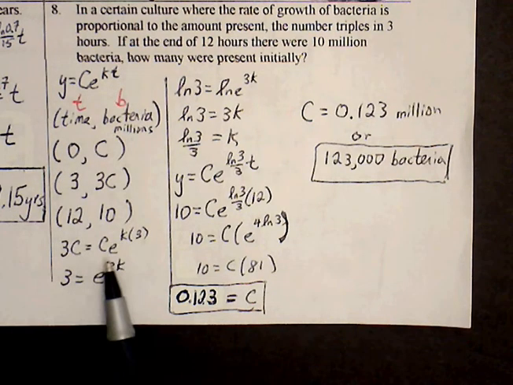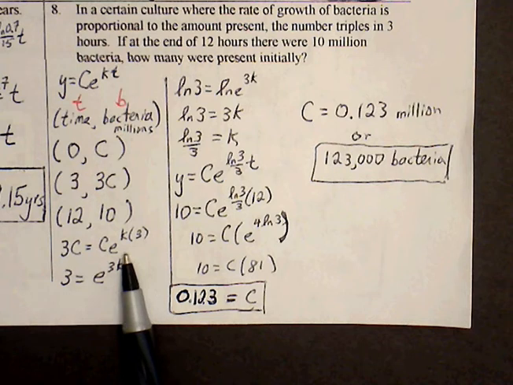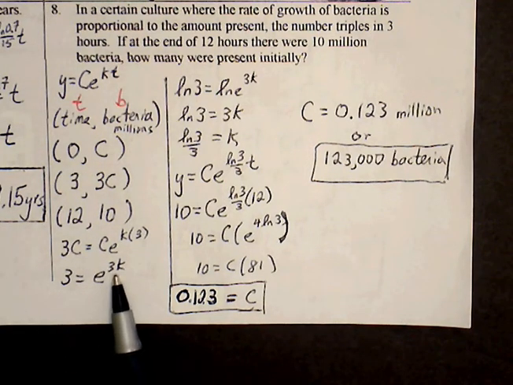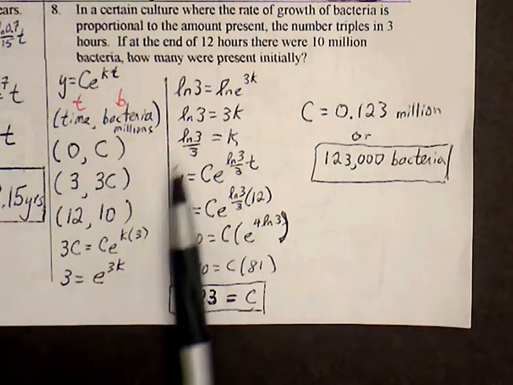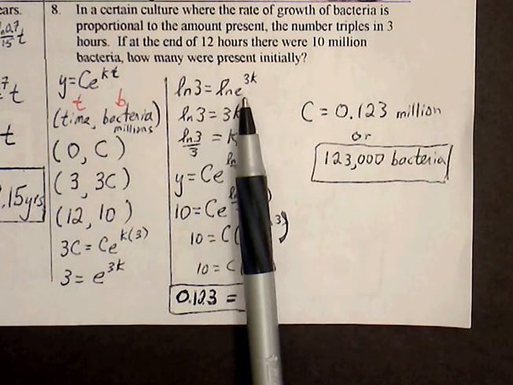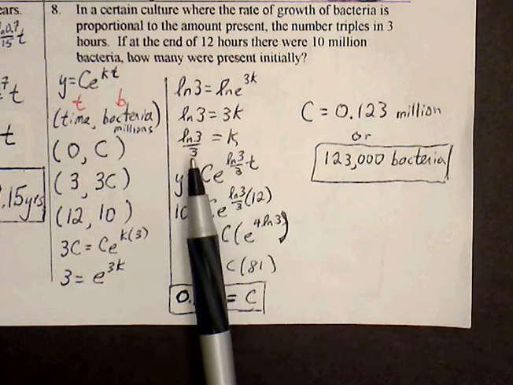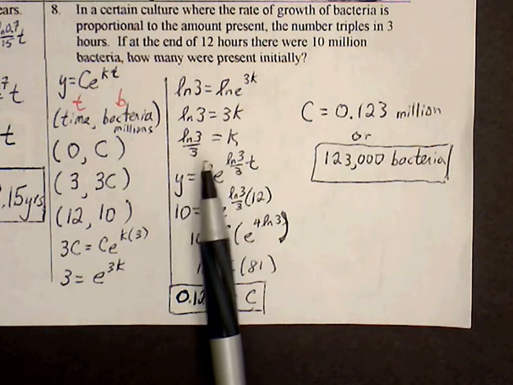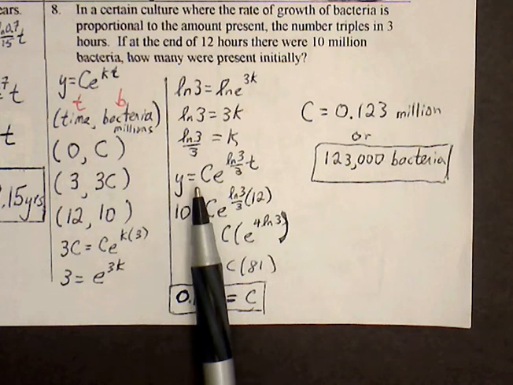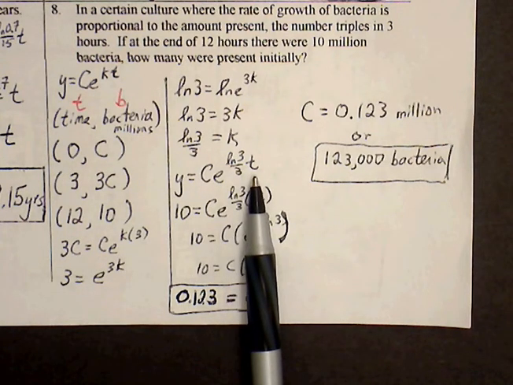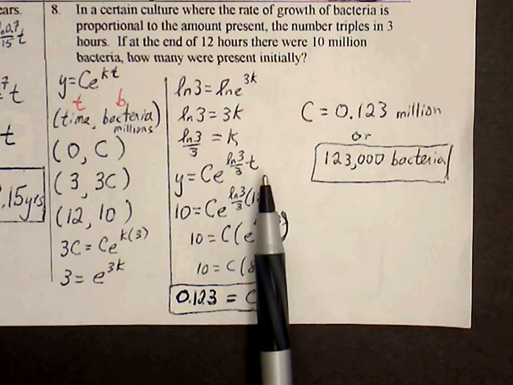So we get 3C is equal to CE to the 3 times K. The C's will cancel out. We're going to take the natural log of both sides to bring this exponent down in front. So ln of 3 is equal to ln of e to the 3k. 3k comes down in front, divide both sides by 3. ln of 3 over 3 is equal to k. So we have y is equal to CE to the ln of 3 over 3 times t.